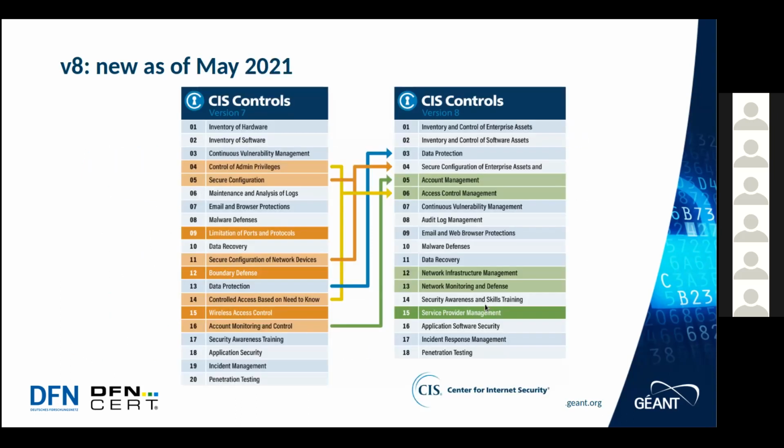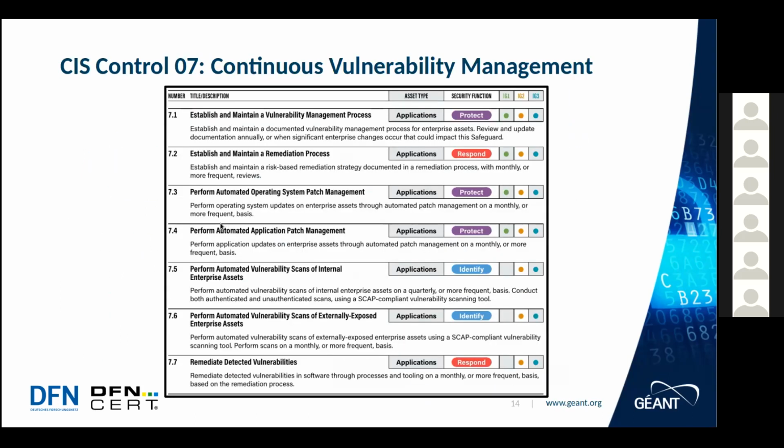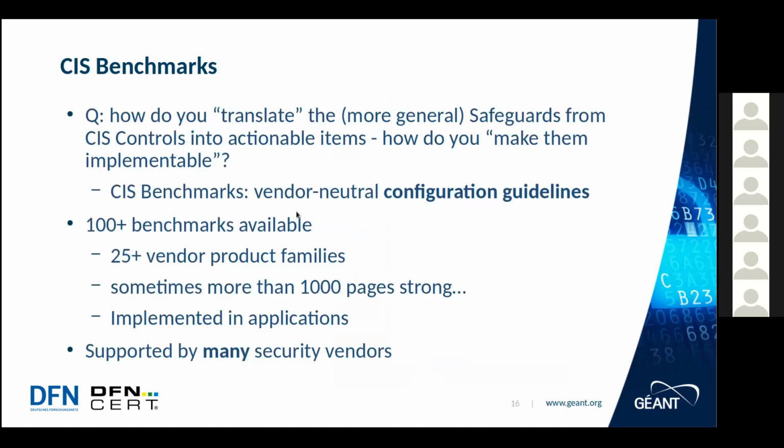So let's go back to the slides. This one, for example: perform operating system updates. What does it mean for me as an IT administrator on my, I don't know, Red Hat Linux server? So they also provide something they call benchmarks. The benchmarks take the safeguards from the controls and translate those into configuration guidelines, which are vendor neutral, but which are very specific. We will look at an example very soon.